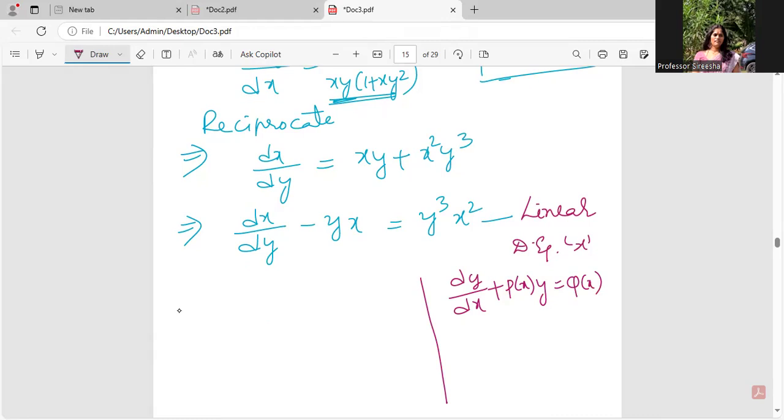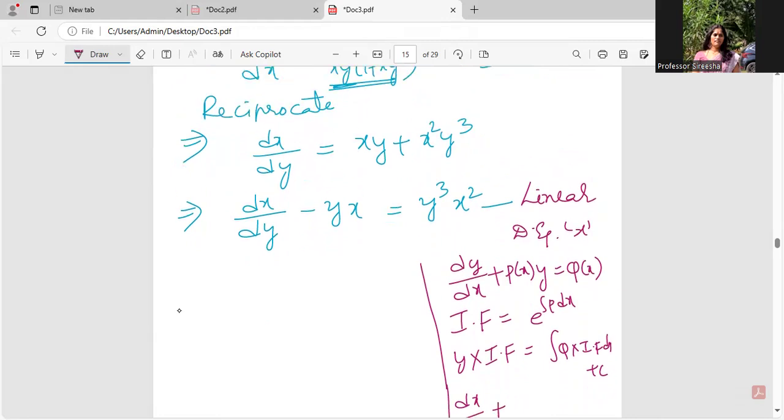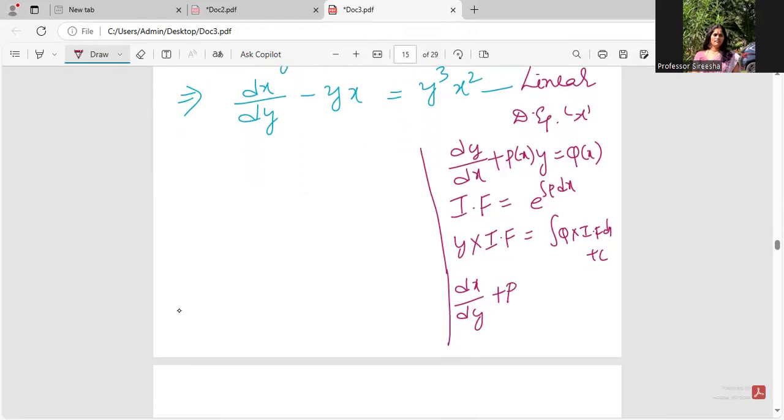Okay. So what's the integrating factor? Integrating factor would be e power integral p dx. And then y into integrating factor is equal to integral q into integrating factor dx plus c. Okay, this is in y. Looking at it, write the x part as well. Linear in x also you write simultaneously so that whatever doubts you have or whatever mistakes you tend to make can be resolved easily. Okay.